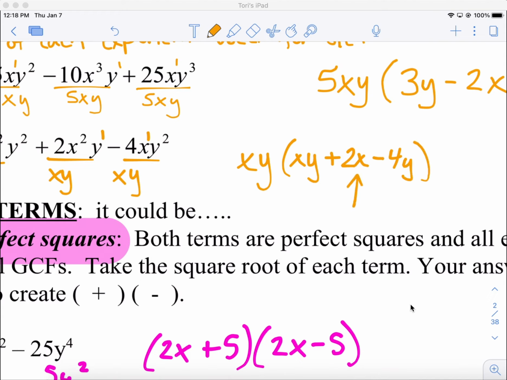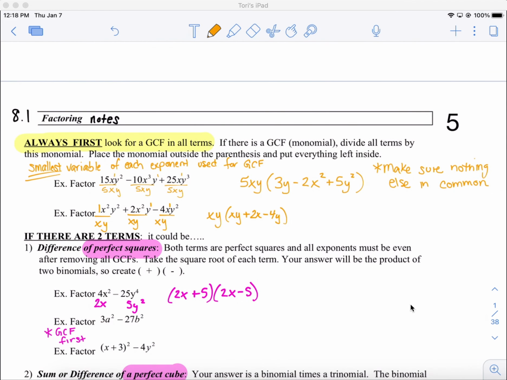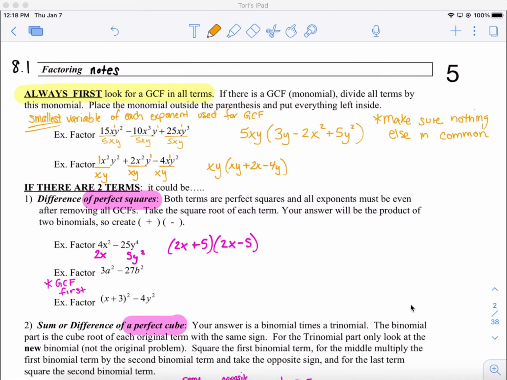Important to check. The second term doesn't have a y, so they don't have that in common. The third doesn't have an x, so they don't have that in common, and they still have no other numbers together. So that is the end of that problem. If at any point in this video I'm not going to have you pause and write again, you should be writing as we go, but if you need to pause, please do so.